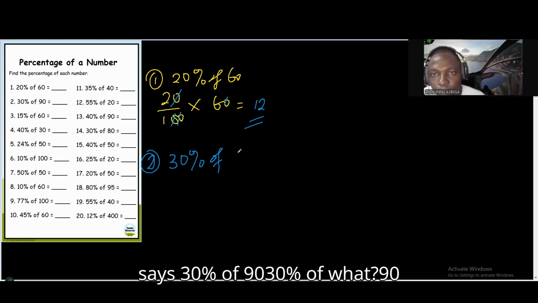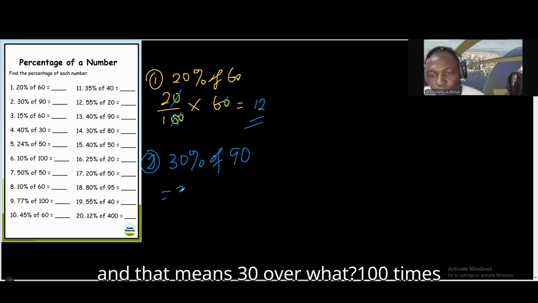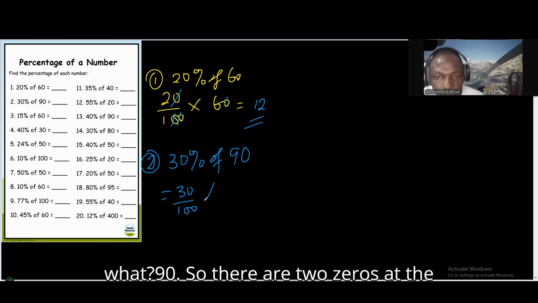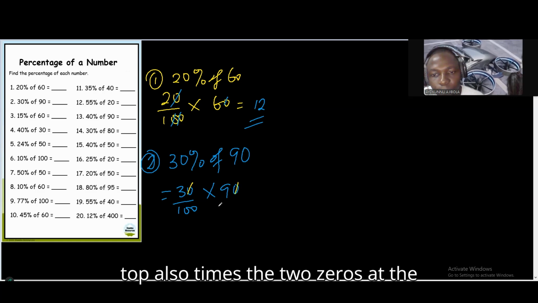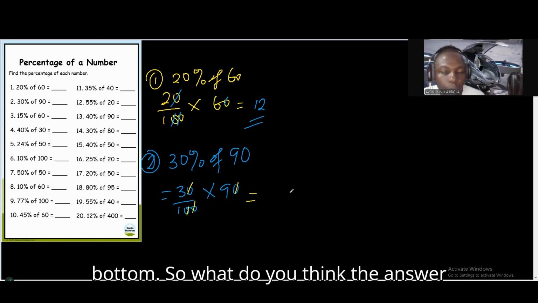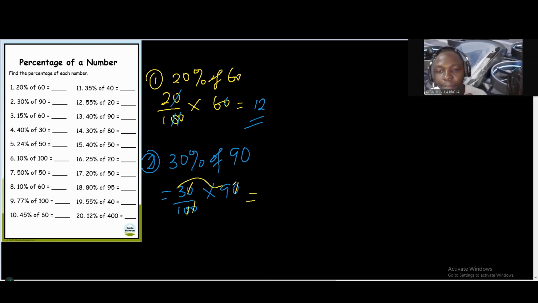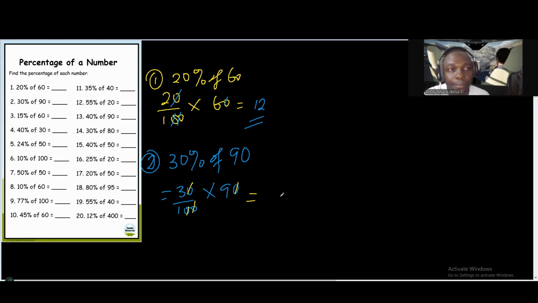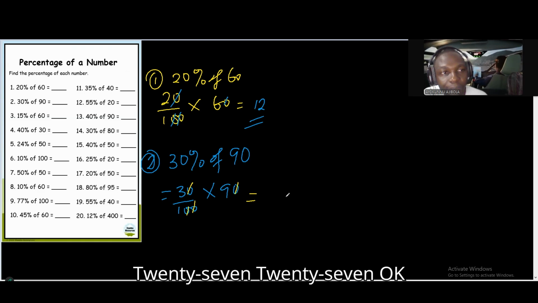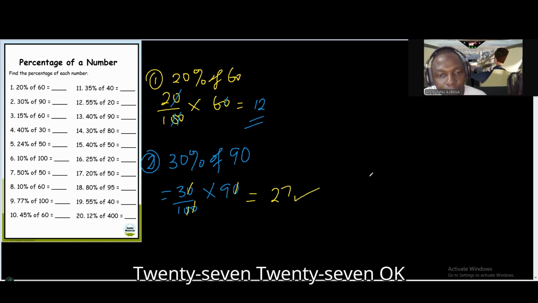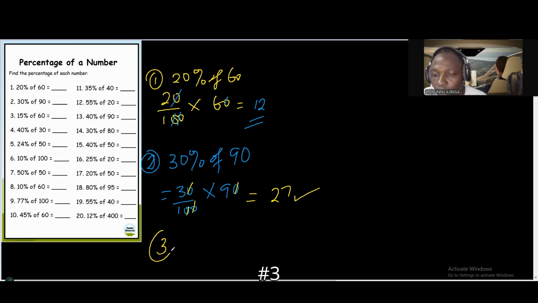Number two, it says 30% of 90. 30% of what? 90. And that means 30 over what? 100 times what? 90. So there are two zeros at the top also. Cancel two zeros at the bottom. So what do you think the answer should be? 3 times 9, 27.